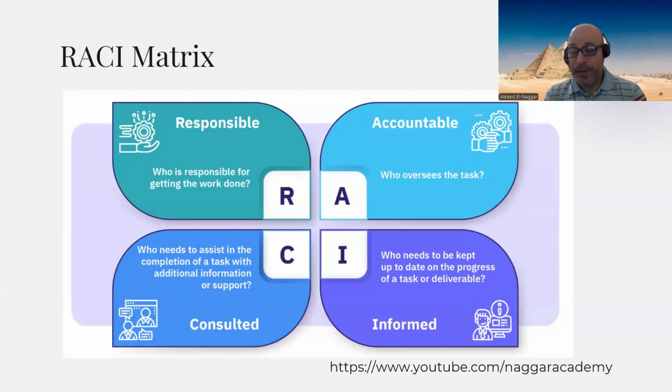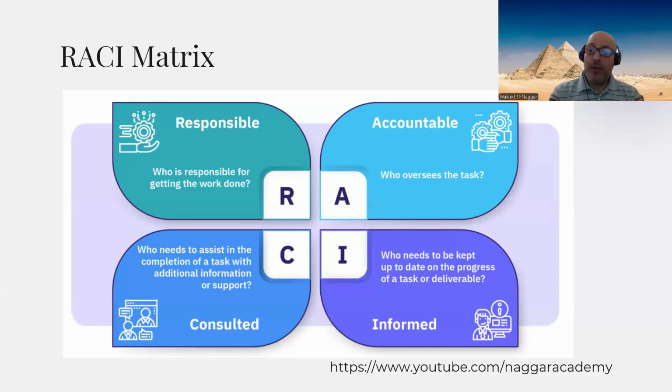The accountable person is the person overseeing the task, the person ensuring that this task is done correctly. It could be your manager, it could be your customer, it could be a steering committee. So this is the entity ensuring that the responsible person is doing the right activity. The consulted person or the consulted persons are the guys that you can refer to for consultation, the experts, the subject matter experts.